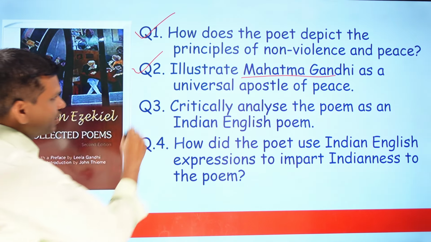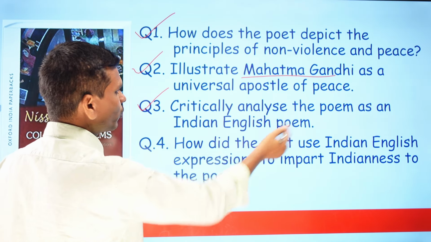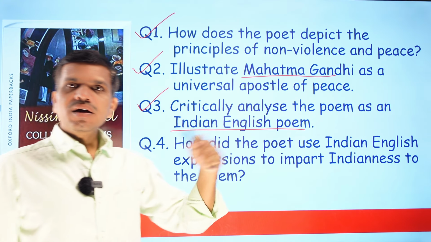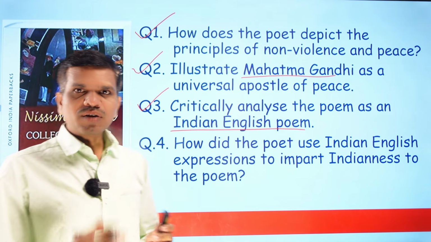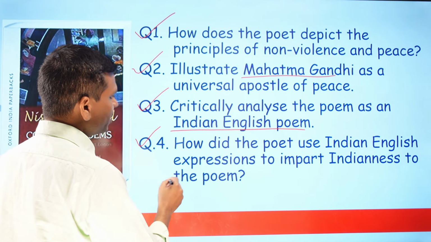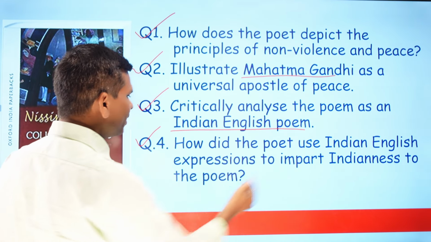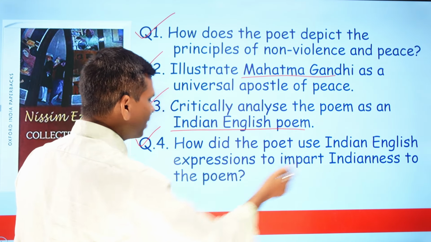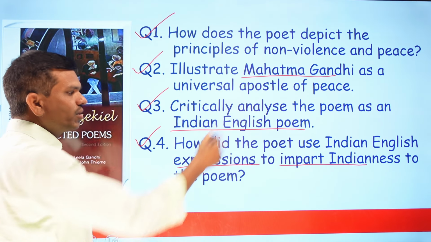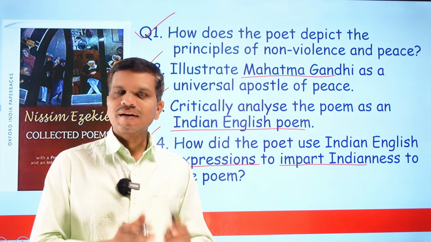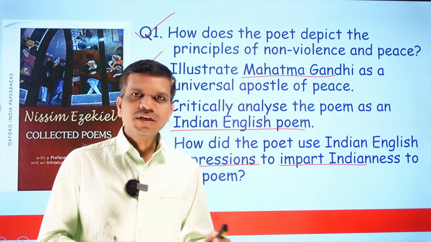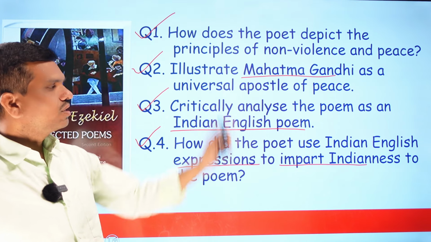The third question might be like this: critically analyze the poem as an Indian English poem. Now we are going to explore the Indian English aspects in the poem, and we will try to find out the features of Indian English through this poem. The fourth question may be: how did the poet use Indian English expressions to impart Indianness to the poem? Again, the same kind of things we are going to explore here. What is Indian English, what kind of expressions are there in Indian English, what are the major features of Indian English, or how do Indian people speak English? We will explore through this poem.